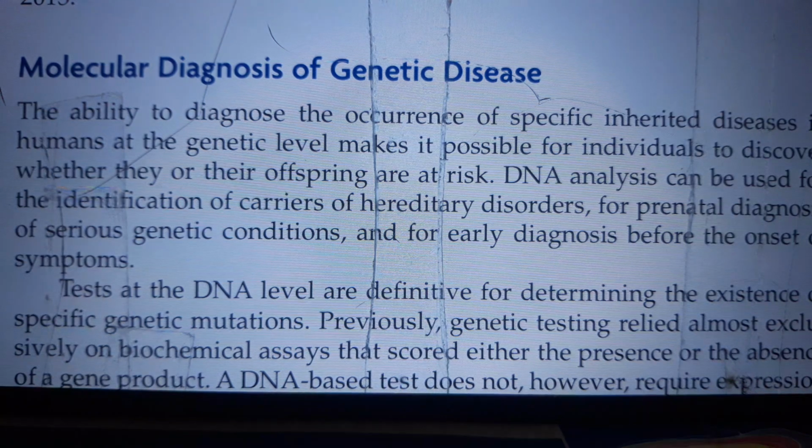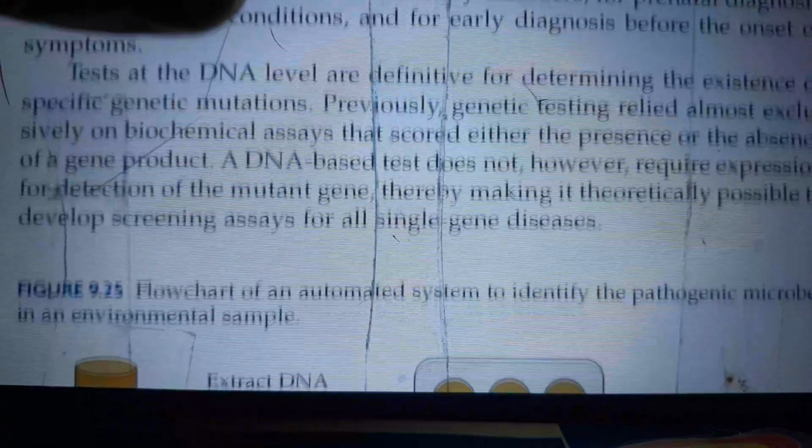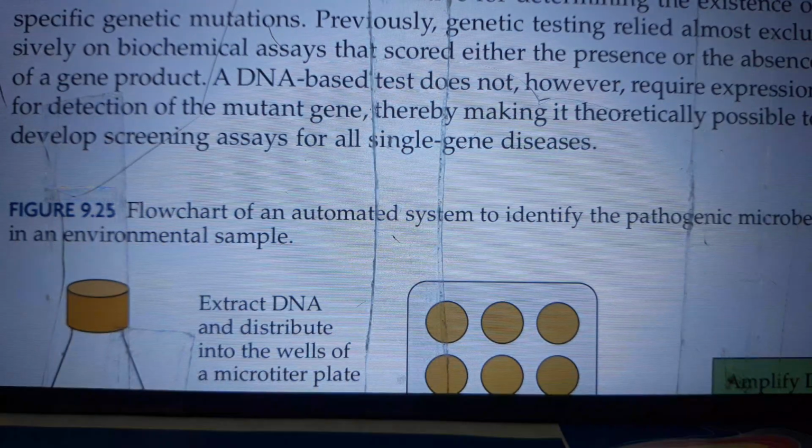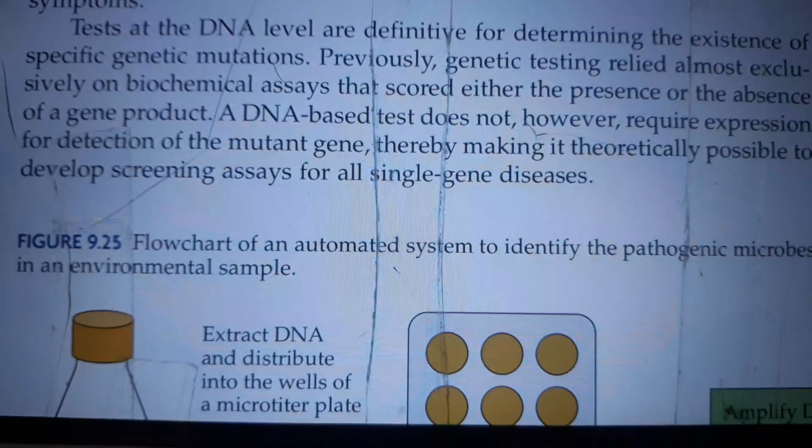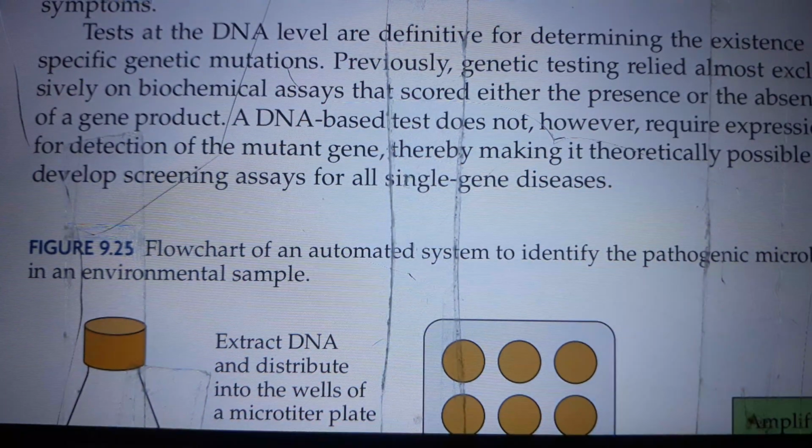offspring are at risk. DNA analysis can be used for the identification of carriers of hereditary disorders, for prenatal diagnosis of serious genetic conditions, and for early diagnosis before the onset of symptoms. Tests at the DNA level are definitive for determining the existence of specific genetic mutations.